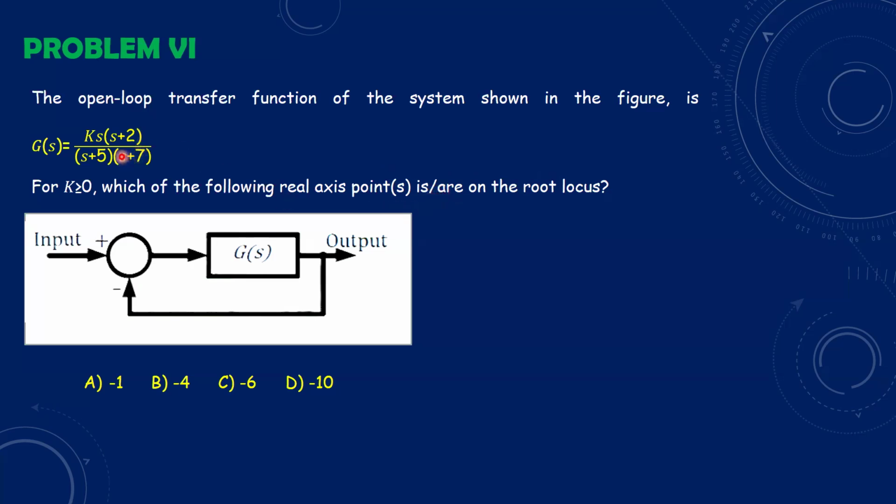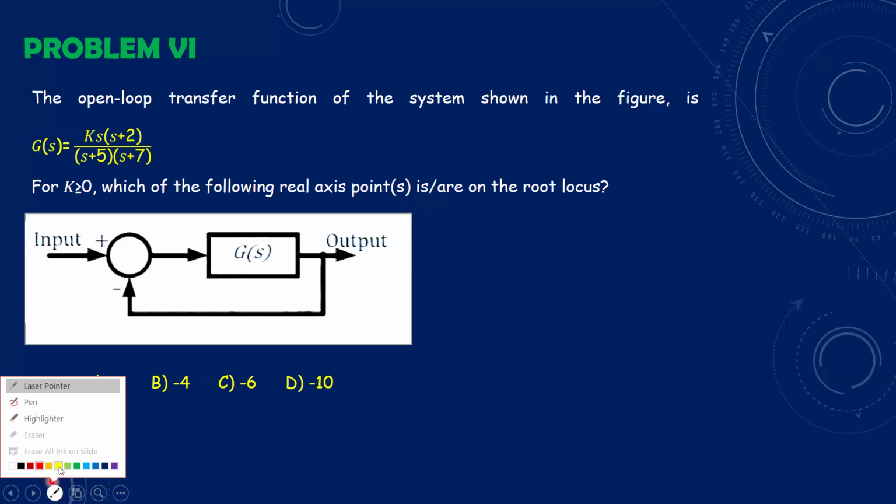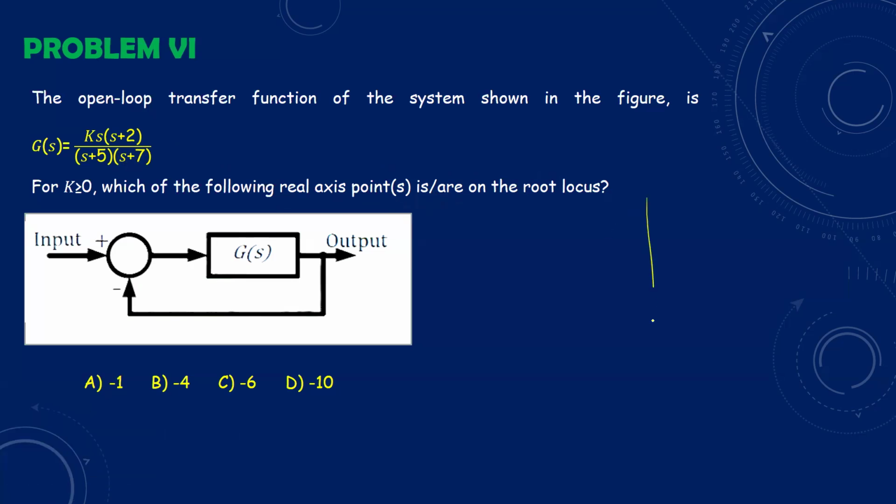From the given open loop transfer function, we can mark out the poles and zeros first, and then locate the root locus. We mark the poles and zeros in the S plane. What are the zeros? S equal to 0 and S equal to -2. The poles are S equal to -5 and S equal to -7. So zeros are 0 and -2, and poles are -5 and -7.